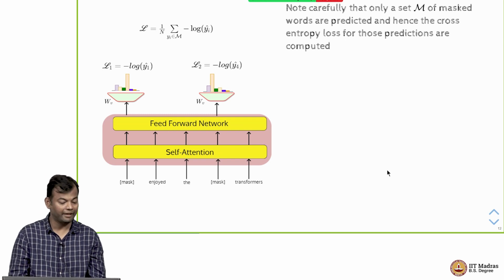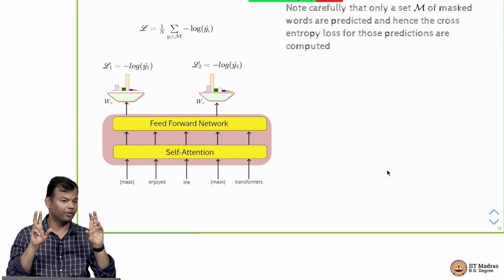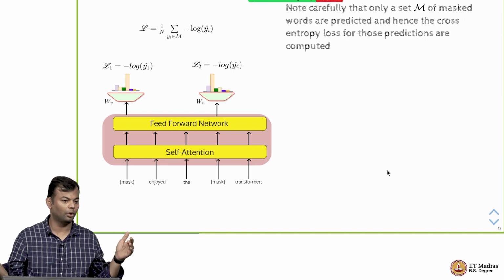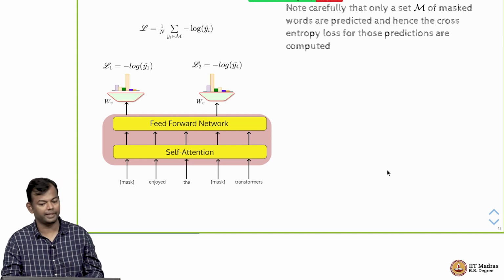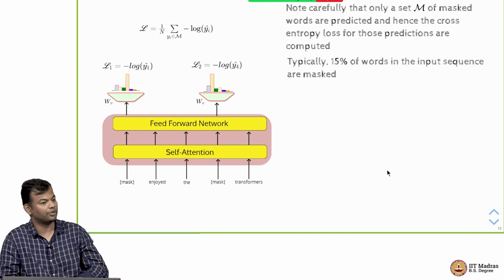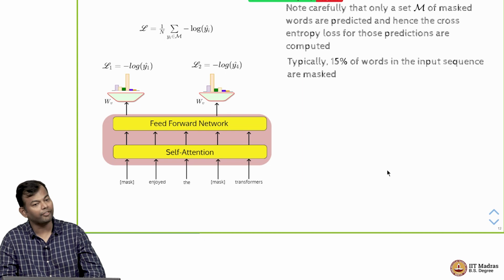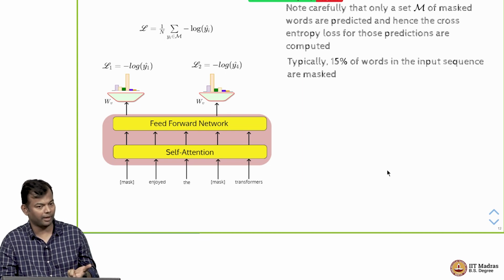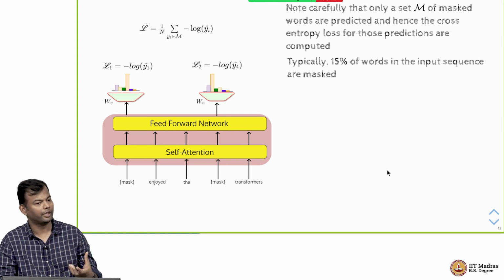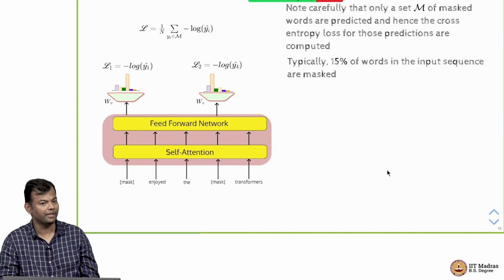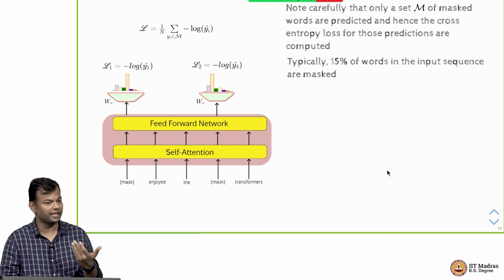Note carefully that only a set of m words is masked, you do not mask out all the words, of course, otherwise how will you predict anything, you need some context to be there. So now the question is how many words to mask. Typically 15% of the words in the input are masked. So if you have an input of 20 words, then 3 tokens would be masked, and again the more you mask, the harder the task becomes.